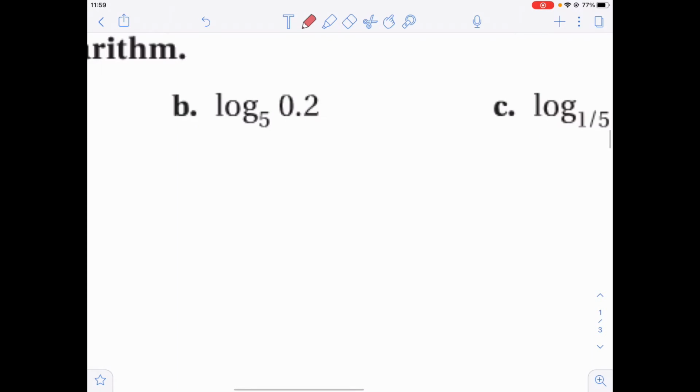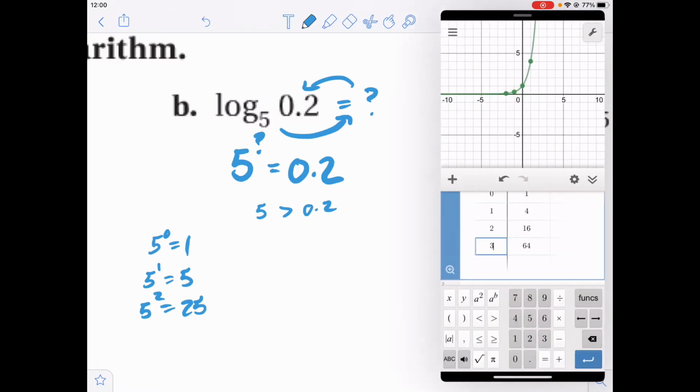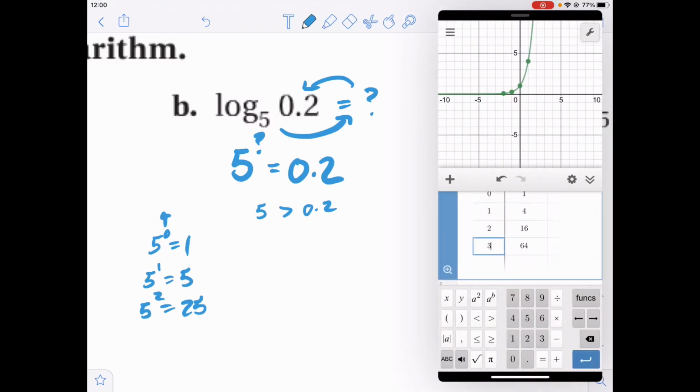This one says log base 5 of 0.2. So we want to know what power of 5 is 0.2, because that's the question it asks. We can also convert this into an exponential, right? And so we're looking for what power of 5 equals 0.2. And so if you notice, 0.2 is smaller than 5. And so if we say like 5 to the 0 is 1, 5 to the first is 5, 5 squared is 25. We're going the opposite direction if we let these numbers go bigger, right? So we actually want to go smaller. So that means we need to actually go this way. So we're looking for some negative numbers.